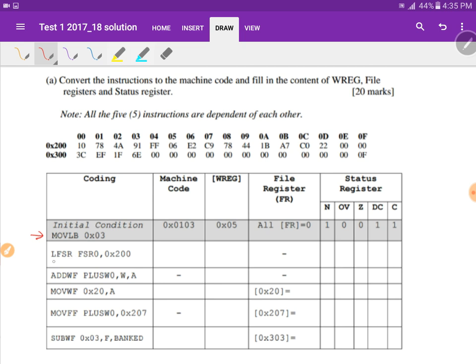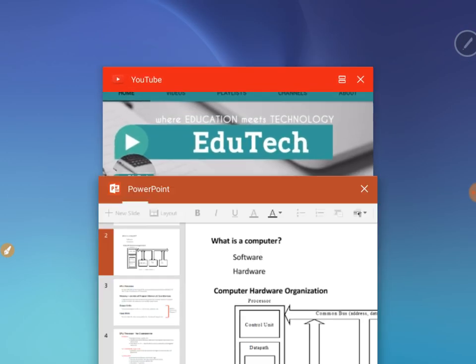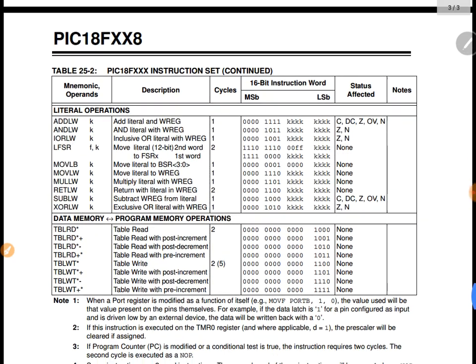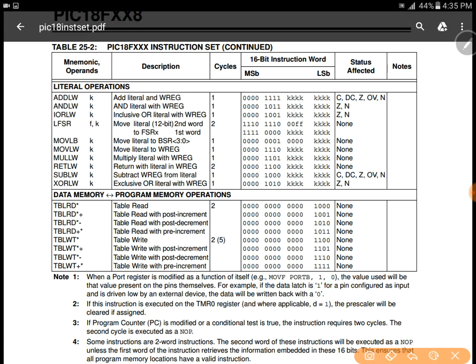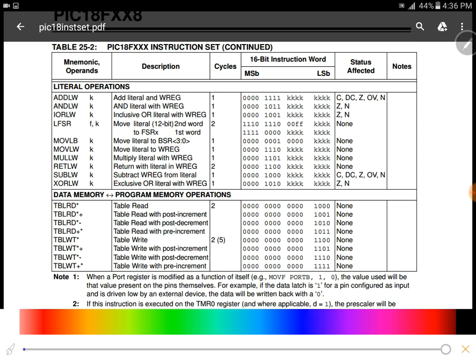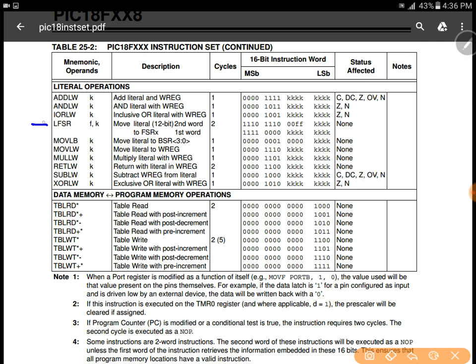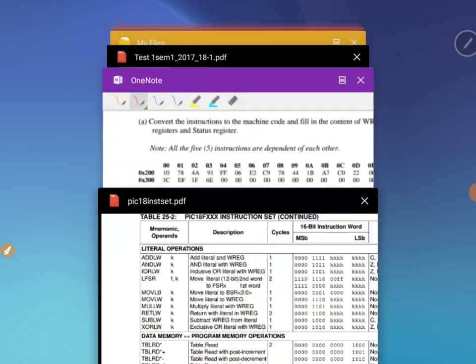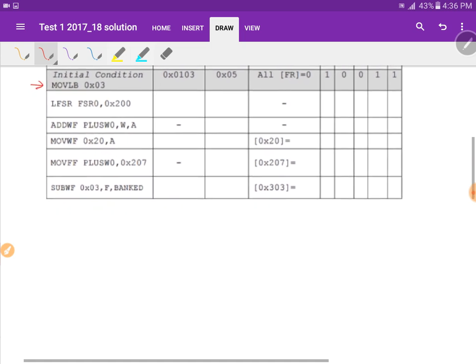This is LFSR, so load the literal value into FSR, and we're choosing FSR 0 and we're loading the value hex 200. The first thing we need to do is find out what is the machine code for this instruction. So we can refer to the instruction set. Yes, as you can see here, this is the LFSR. This is the machine code for it. So what we'll do is write it back here, taking the space below for the first one.